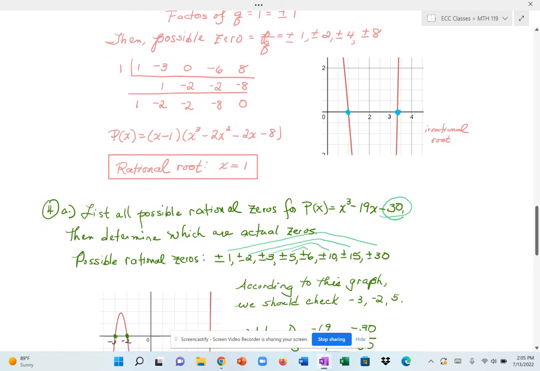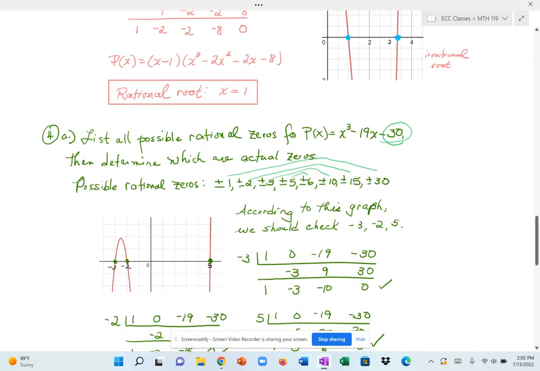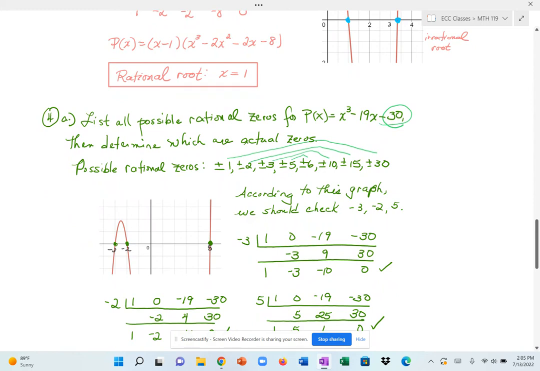So I used a graphing app to put this into a graph. And according to what I see on the graph, it looks like it intersects the x-axis at -3, -2, and at 5. Now, the only way to know for sure if those are actual zeros of your polynomial is to do our check. And so I'm going to use the check of synthetic division. I'm going to check -3, -2, and 5 and divide it into this polynomial. And if my remainder is 0, then I'm sure that the graph is correct.